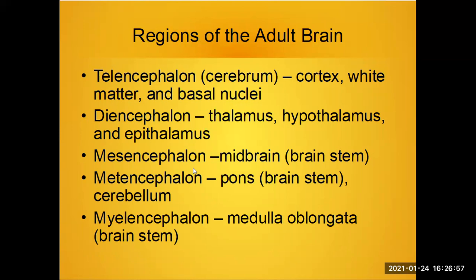Telencephalon gives rise to cortex, white matter, and basal nuclei. Diencephalon gives rise to thalamus, hypothalamus, and epithalamus. Mesencephalon gives rise to the midbrain. Metencephalon gives rise to pons and cerebellum, and myelencephalon gives rise to medulla oblongata.